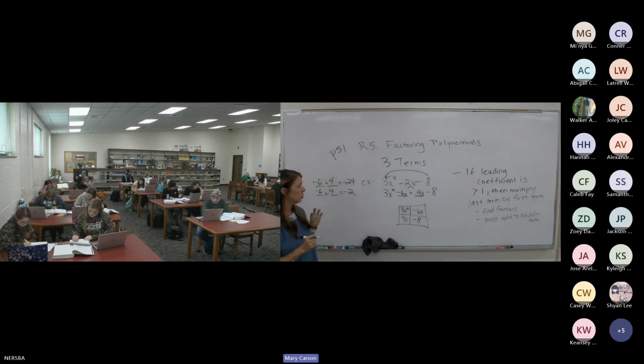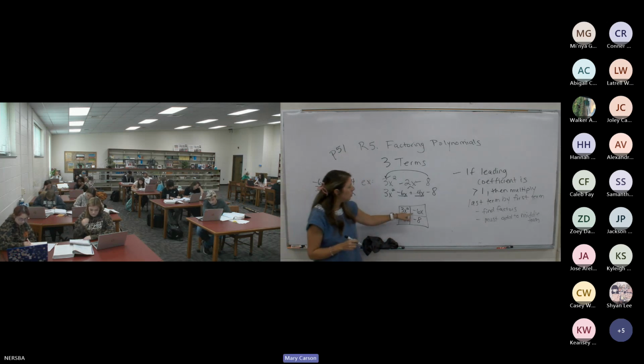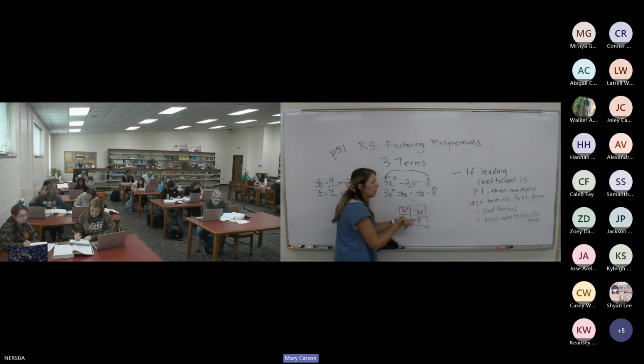Now with the box, you do need to be careful with the signs. Notice how these both have a negative here. So you're gonna pull your negative out up here at the top. Does that make sense? Because both of these have negative, so the negative's gonna come out here. So when I check these two, what do 3x squared and 4x have in common? X. All right, what do negative 6x and negative 8 have in common? What can go into 6 and 8? 2. And I already pulled out my negative, so I'm good on that.